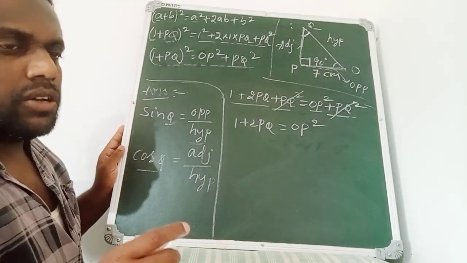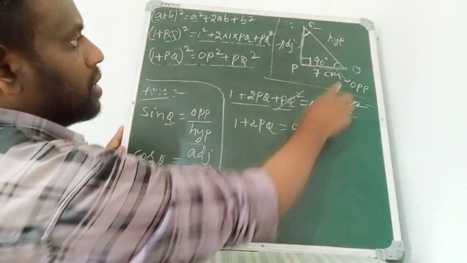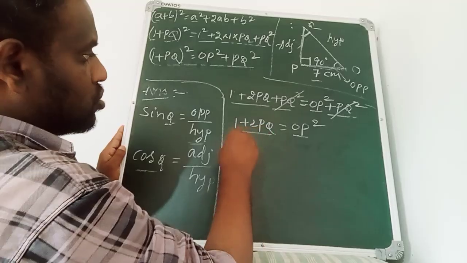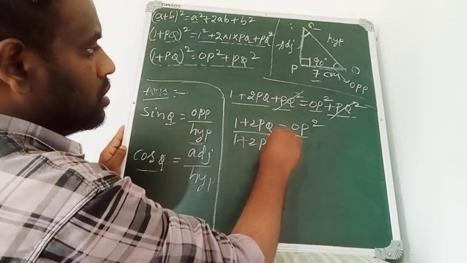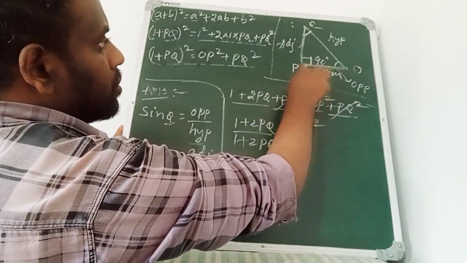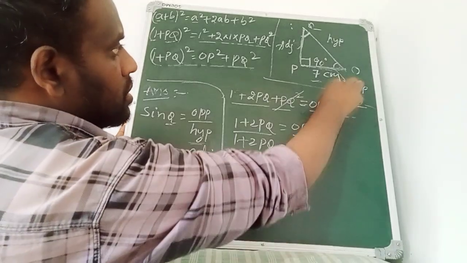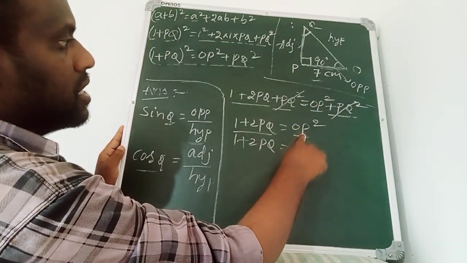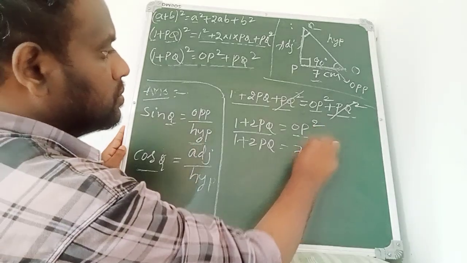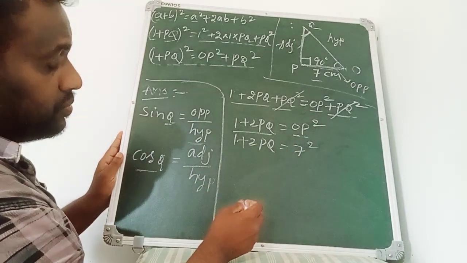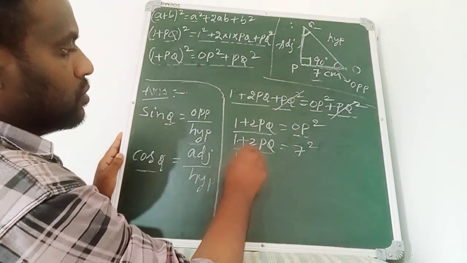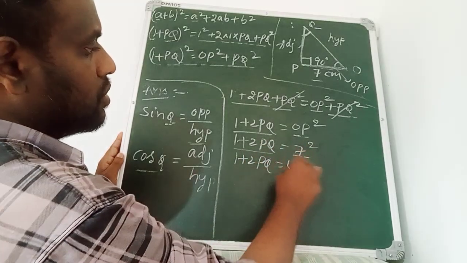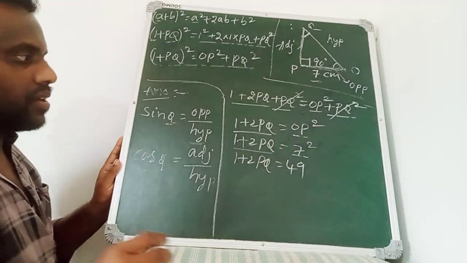Okay. Now substitute the value for OP. So OP is 7 centimeter. First write this as it is, 1 plus 2 PQ. OP means, according to the diagram, 7 (centimeter you can write later after the answer). So in place of OP, 7 square. Next write this, 1 plus 2 PQ is equal to 7 square. 7 into 7, 49. Okay.